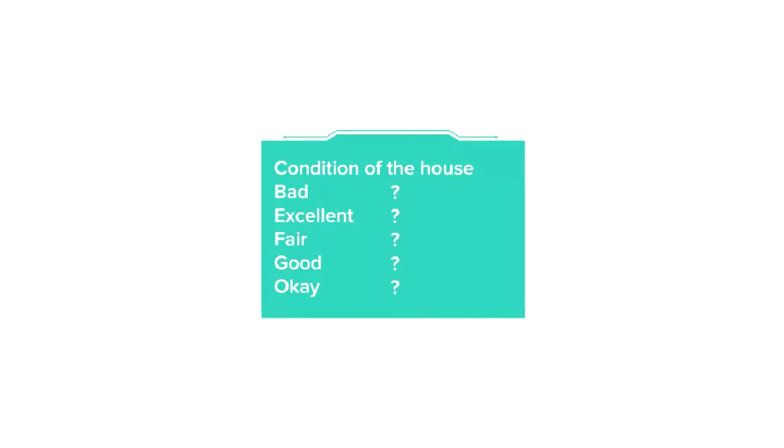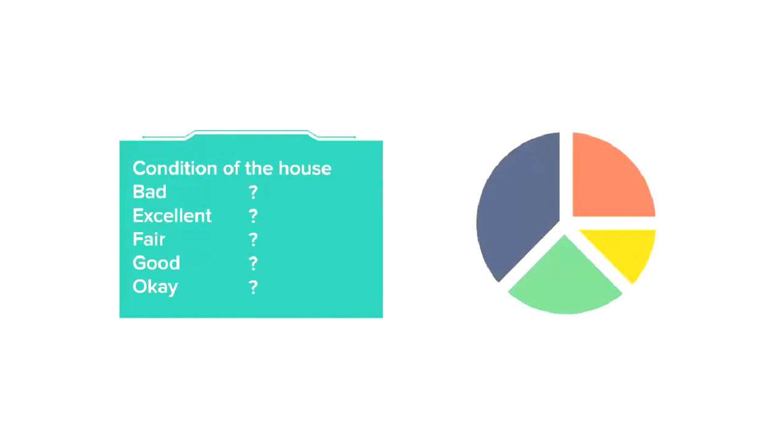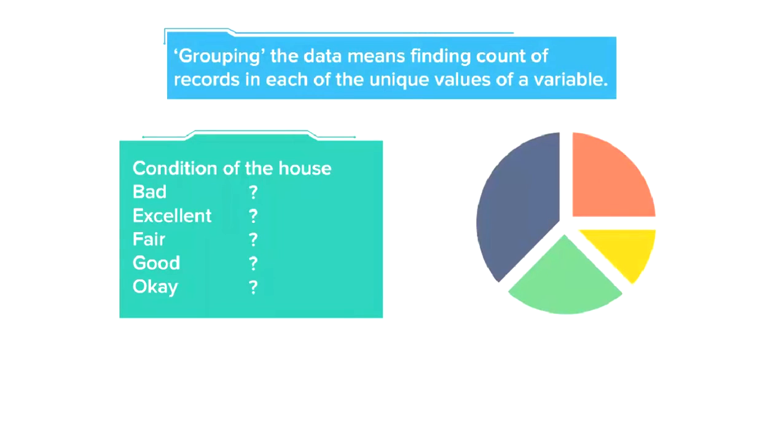questions. As we discussed just a while ago, let's say we want to find out what percent of houses are in what condition, that is good, bad, okay, etc. For this, we can create a pie chart using this dataset. For building the pie chart, we must first group the data as per the category of interest. Grouping the data is nothing but finding count of records in each of the unique values of that variable, which in this case is condition of the house.